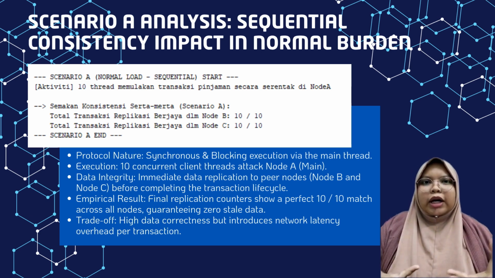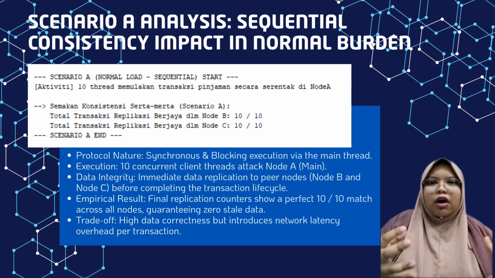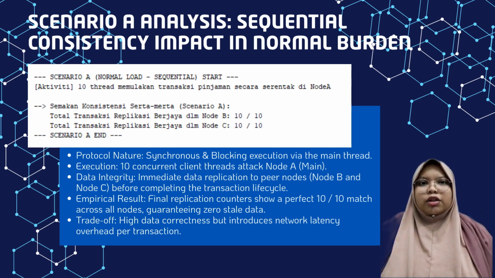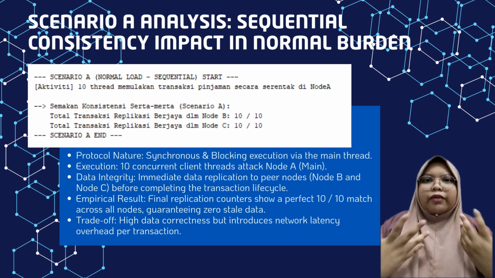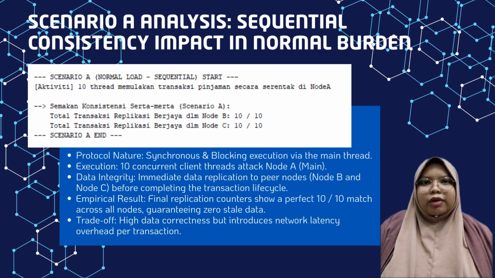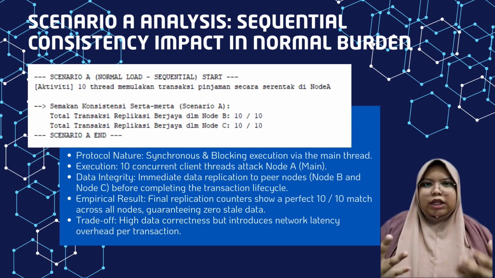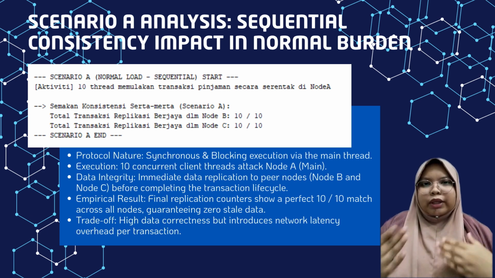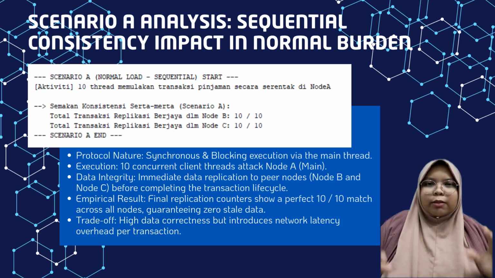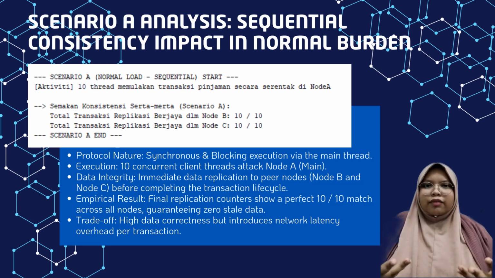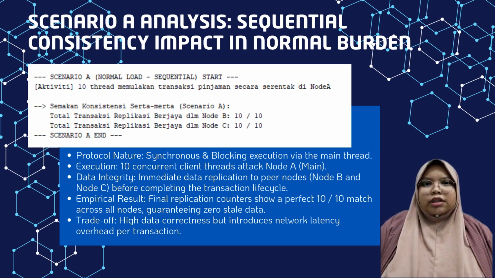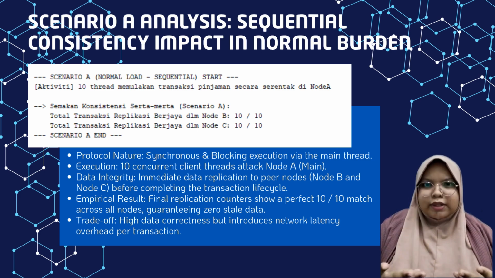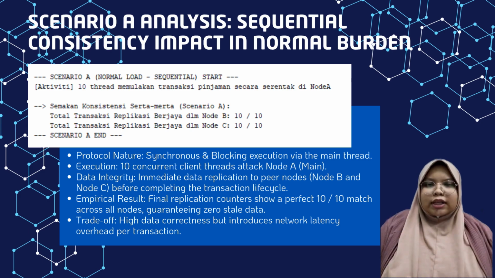For scenario A, we are analyzing the impact of sequential consistency under a normal workload of 10 concurrent threads. As shown in the console log, where 10 transactions hit node A, the system enforces a strict synchronous and blocking protocol. This means the system ensures that book updates are immediately propagated to node B and node C at the same millisecond. As a result, the final replication counter shows a perfect 10/10 across all nodes, guaranteeing absolute data correctness with zero stale data.